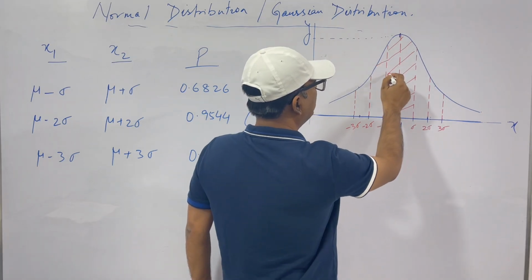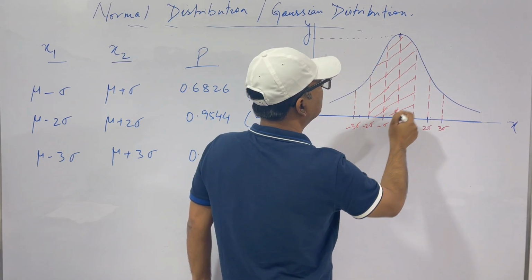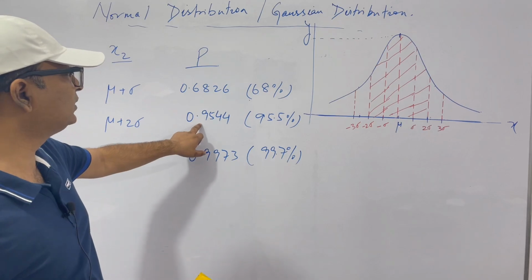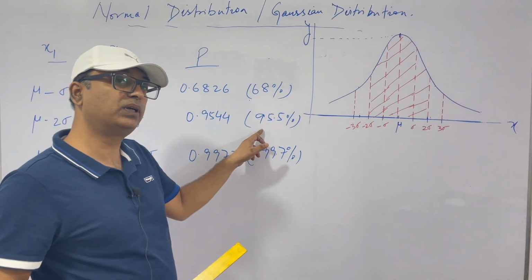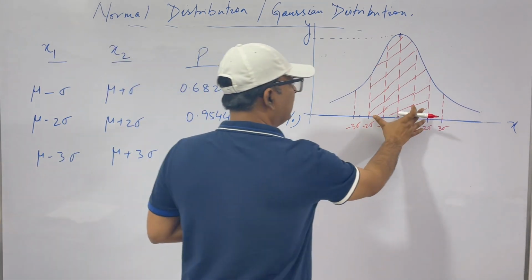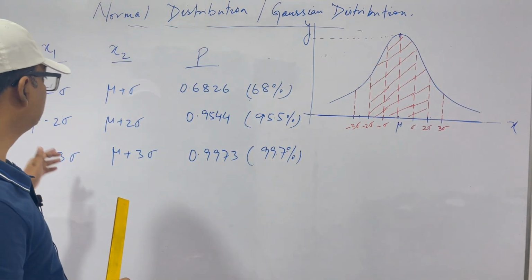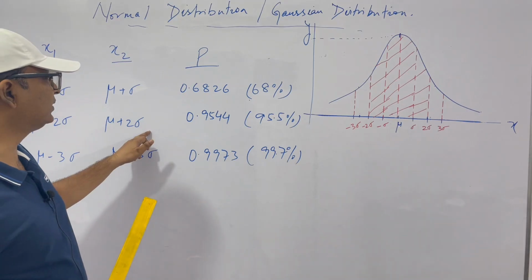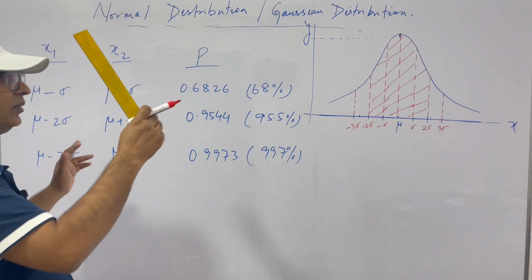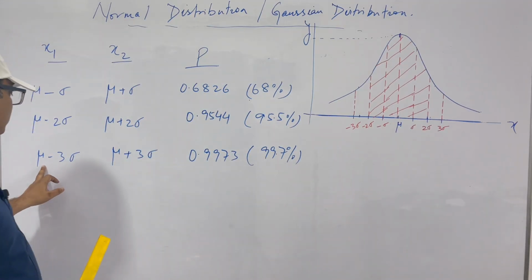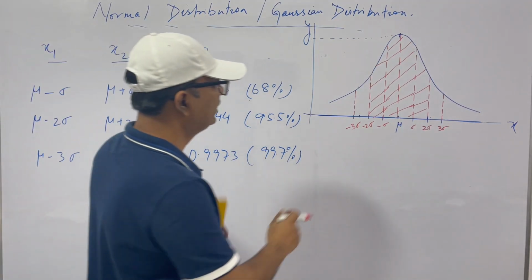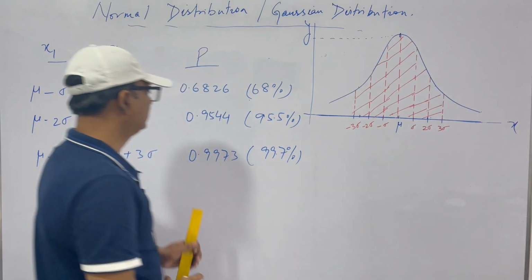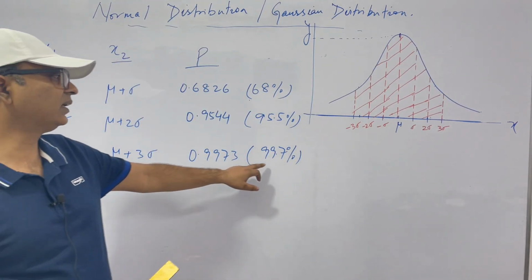If you take up to this point, see this whole area, the probability is 0.9544, that is 95.5% approximately. So this area is approximately 95.5%, that is from mean minus 2 of standard deviation to mu plus 2 of standard deviation. If you integrate from this to this, probability is this. Similarly, from mu minus 3 sigma to mu plus 3 sigma up to this point, the probability is 0.9973 or 99.7%.